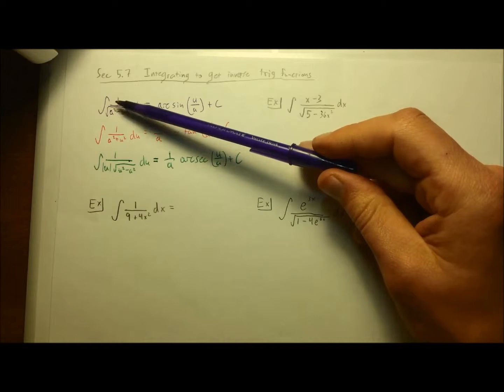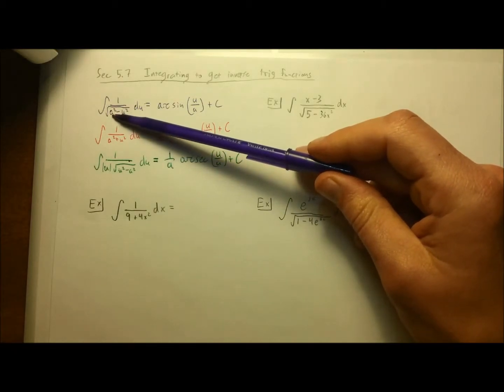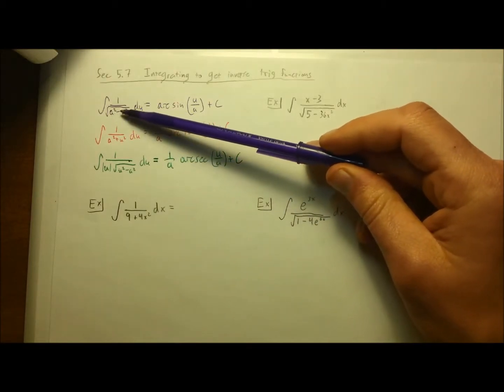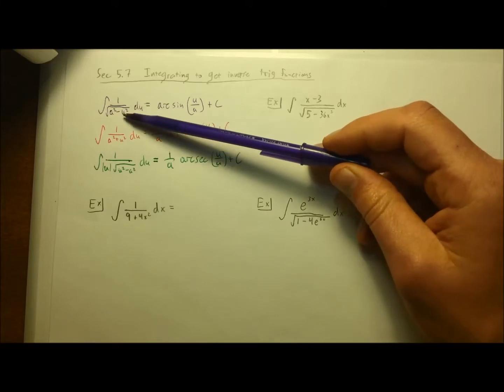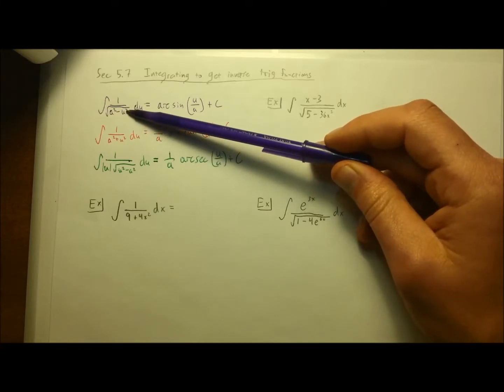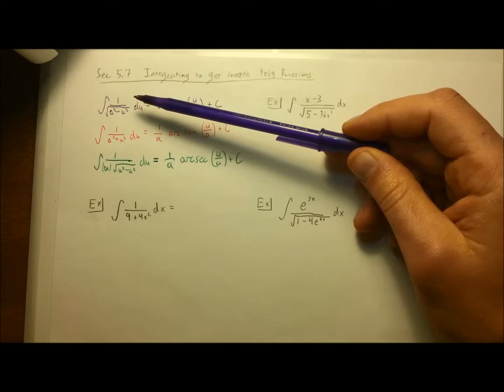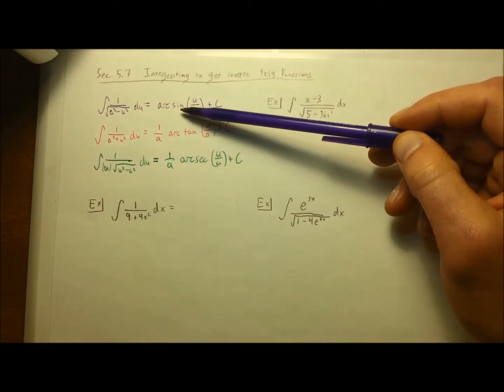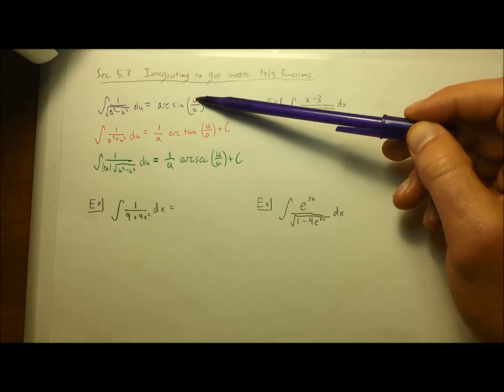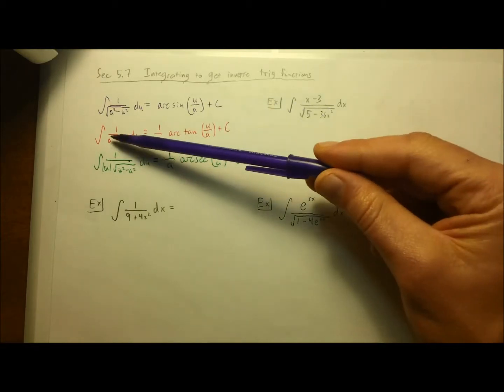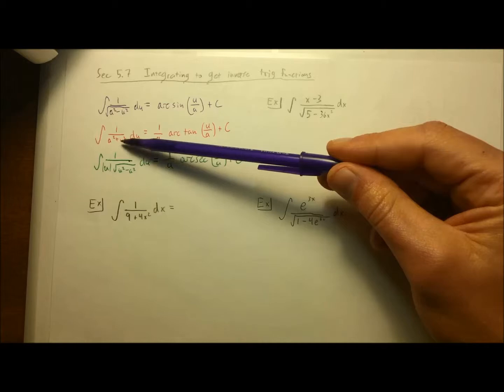If I've got 1 over the square root of a, which is just some constant squared, minus u, the function, squared, the antiderivative, the integral, is going to be arcsine of u over a plus c. So a here is always some constant, and u is the function.